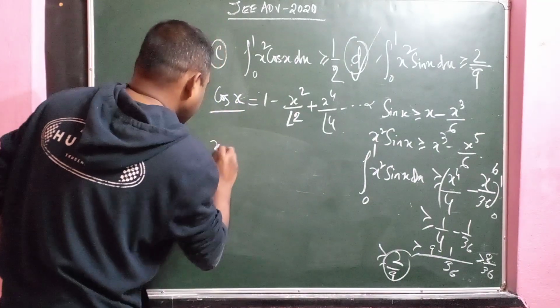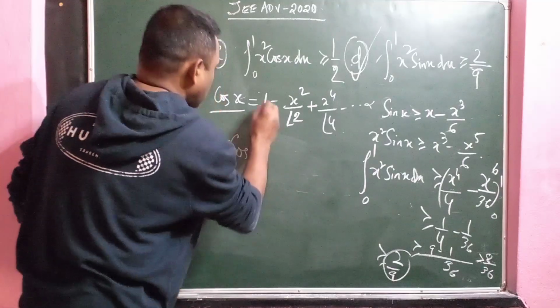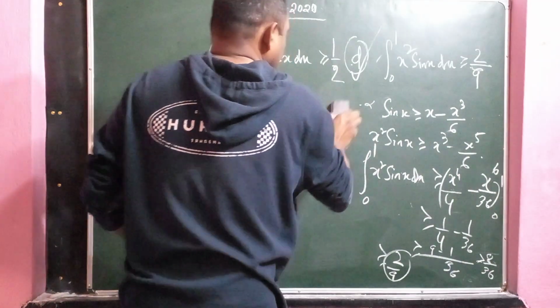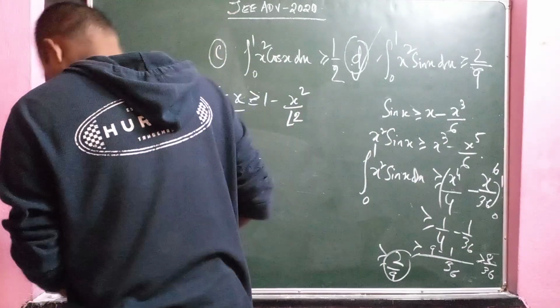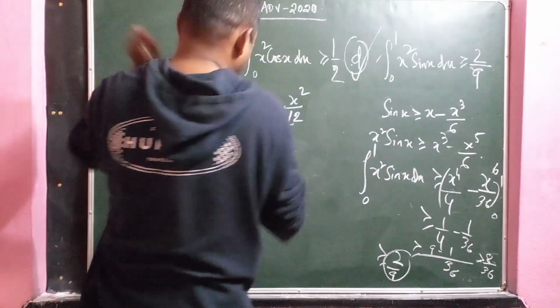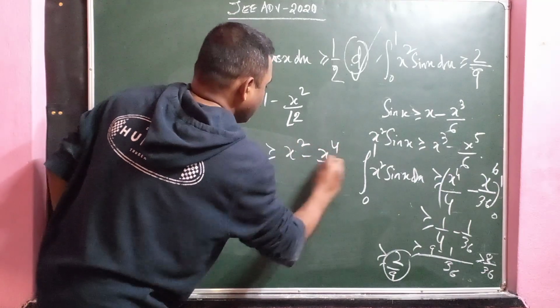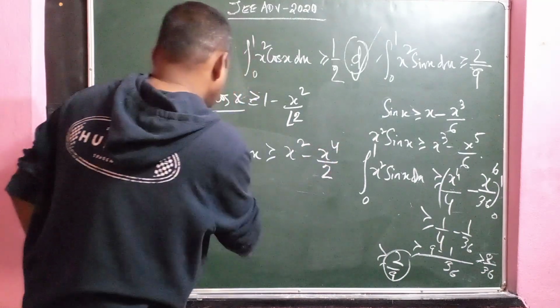So that means x square cos x will be greater than or equal to this part only. You will eliminate the third term. That is greater than or equal to x square minus x to the power 4 by 2. Now integrate this.